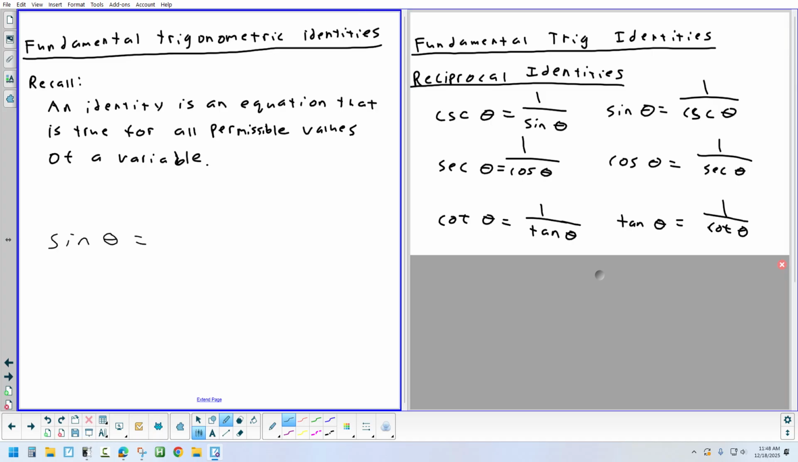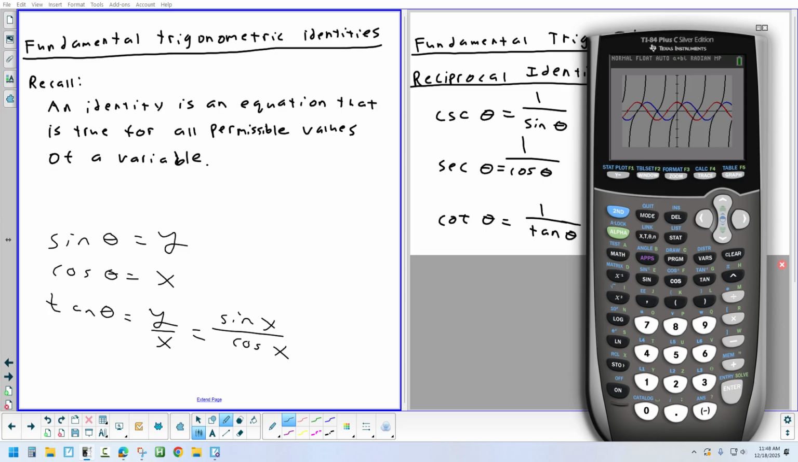What is sine when we do unit circle trig? It's equal to what? Y. What's cosine? X. And what's tangent? Y over X. So what's another way you could write tangent? Yeah? Sine over cosine. The tangent is equal to the sine divided by the cosine.